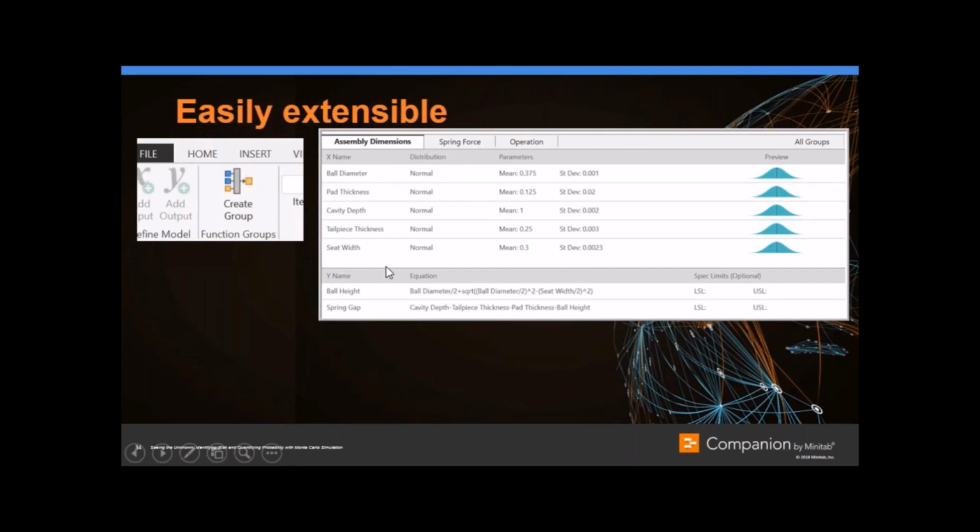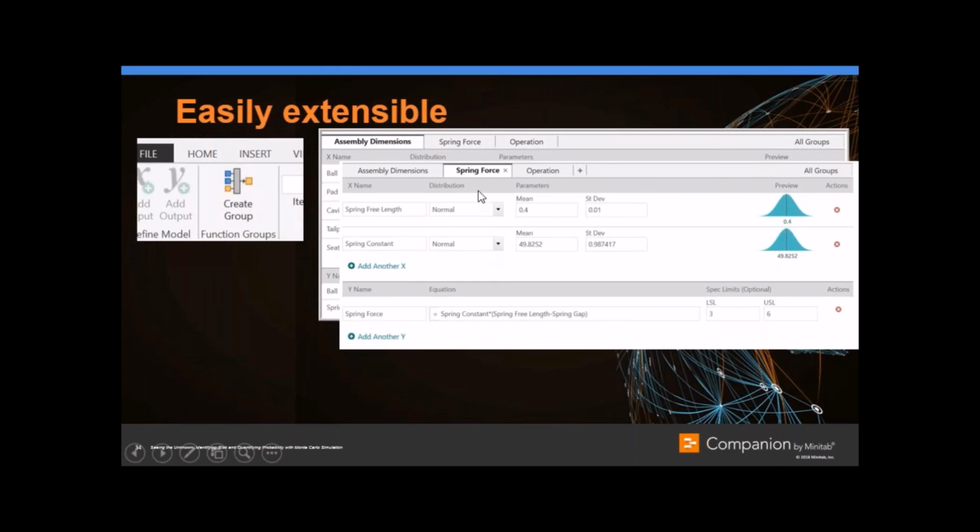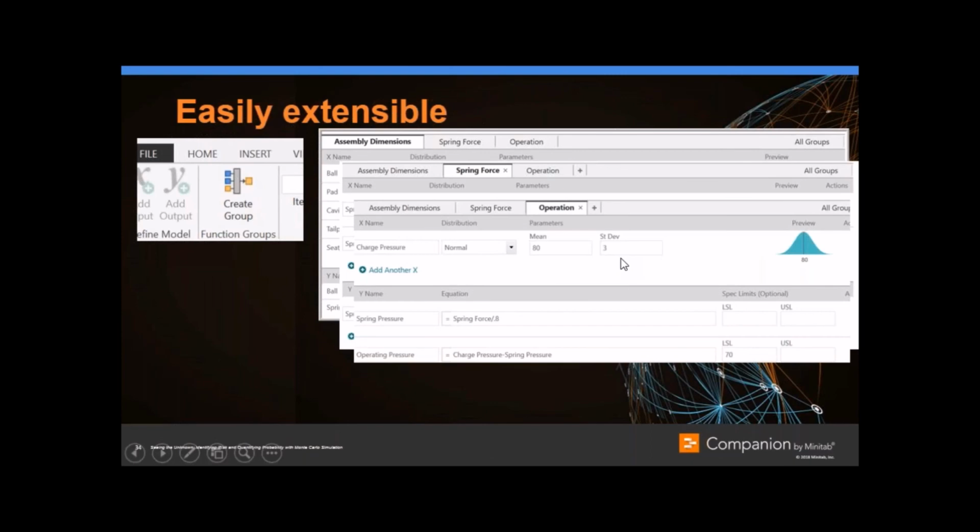This is a completely different example, but it's really just to illustrate the point, where I've got a group where I've got some equations and some inputs here. Then I have a spring force section, and then a third section within operation. And as I think about all this stuff coming together, there's a way to look at all groups together.